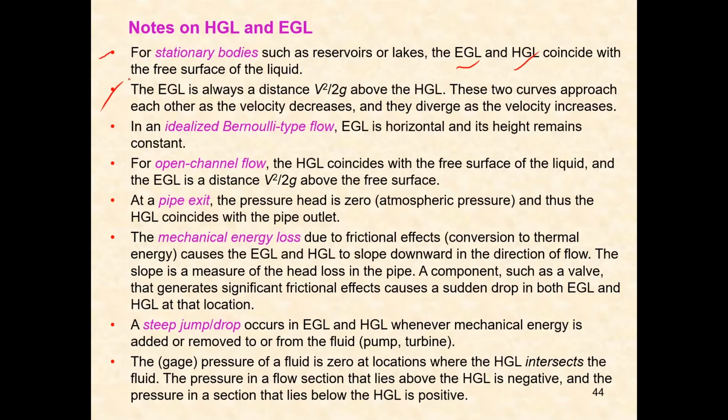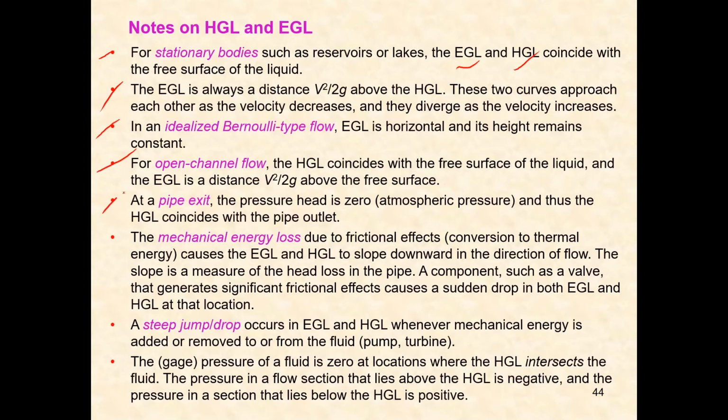Okay, for the second one, the EGL is always a distance v squared over 2g above the HGL. As already mentioned before, the EGL is the total energy and the HGL is the total energy but without the dynamic head. Okay, in an idealized Bernoulli type flow, EGL is horizontal, where we neglect energy loss or head loss due to the friction in the pipe. Okay, for open channel flow, the HGL coincides with the free surface of the liquid and the EGL is a distance v squared over 2g above the free surface.